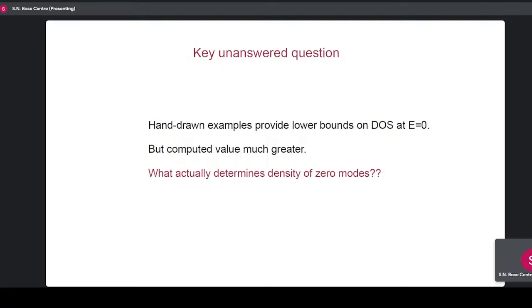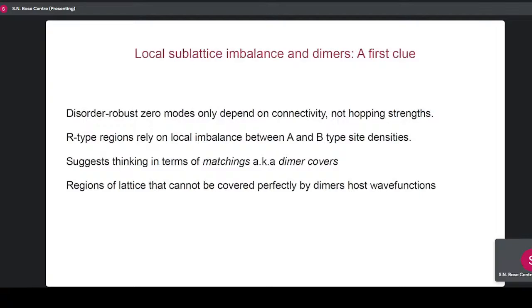So these hand-drawn examples, which I used to sit and doodle on in the train, they just provide some lower bounds on the density of states. The delta function at zero energy, its amplitude you can bound below by drawing pictures, right? But if you just do the calculation with some multiplication arithmetic, trying to find how many zero modes there are in the sample, you find the computed values much greater, orders of magnitude. And so what actually determines this density of zero modes was the big question at that time.